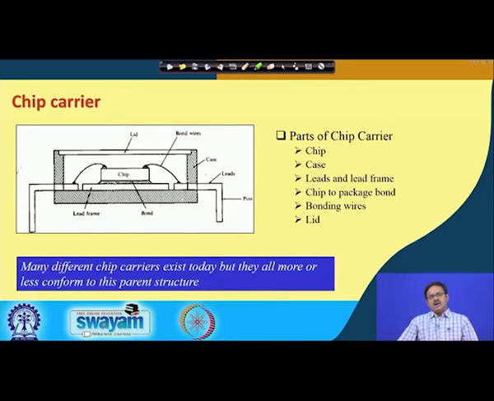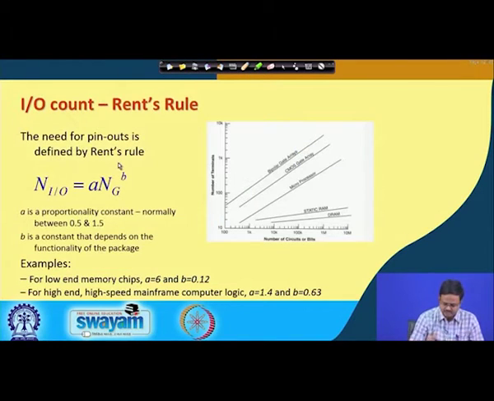Let us first understand what the different parts of this diagram are. First, we have this chip. Then there is something called a case. What I am showing you over here is a cross section. If I take a cross section, this is how it looks. The chip is a piece of silicon and there is a lot of circuitry over here. If I want to draw this, there is going to be circuitry over here.